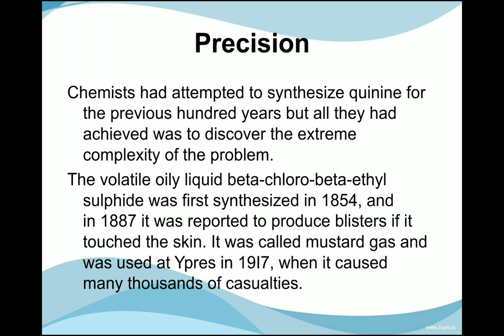Or, the volatile oily liquid beta-chloro-beta-ethyl sulfide was first synthesized in 1854, and in 1887 it was reported to produce blisters if it touched the skin. It was called mustard gas and was used at Ypres in 1917 when it caused many thousands of casualties.